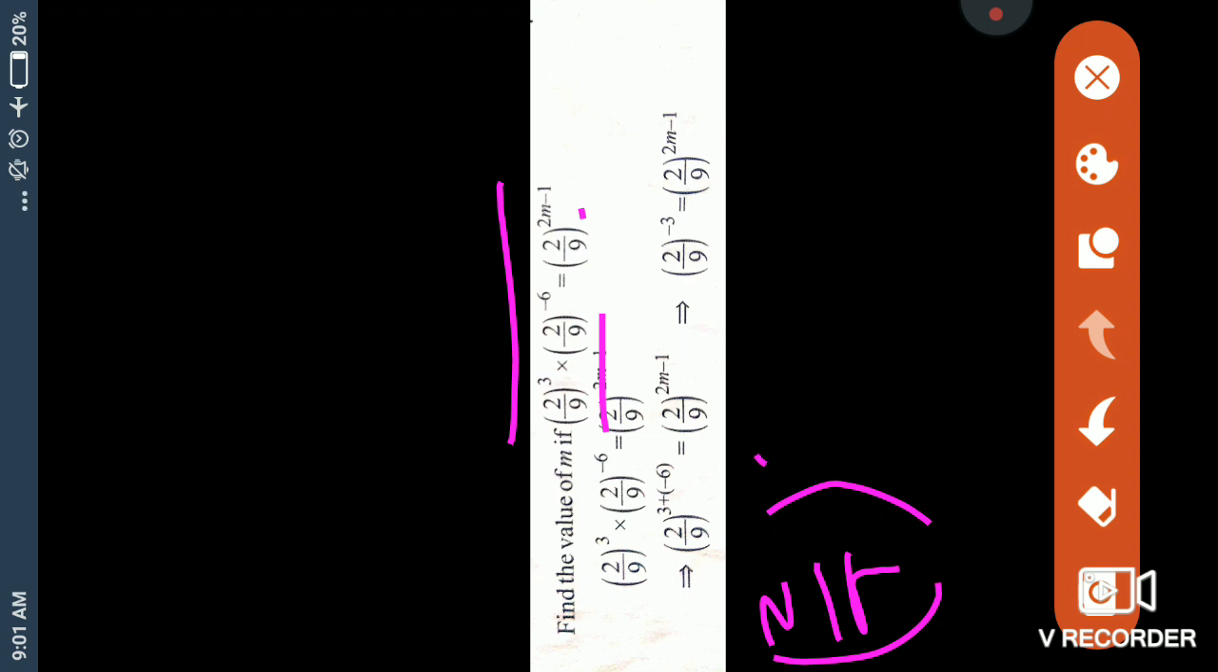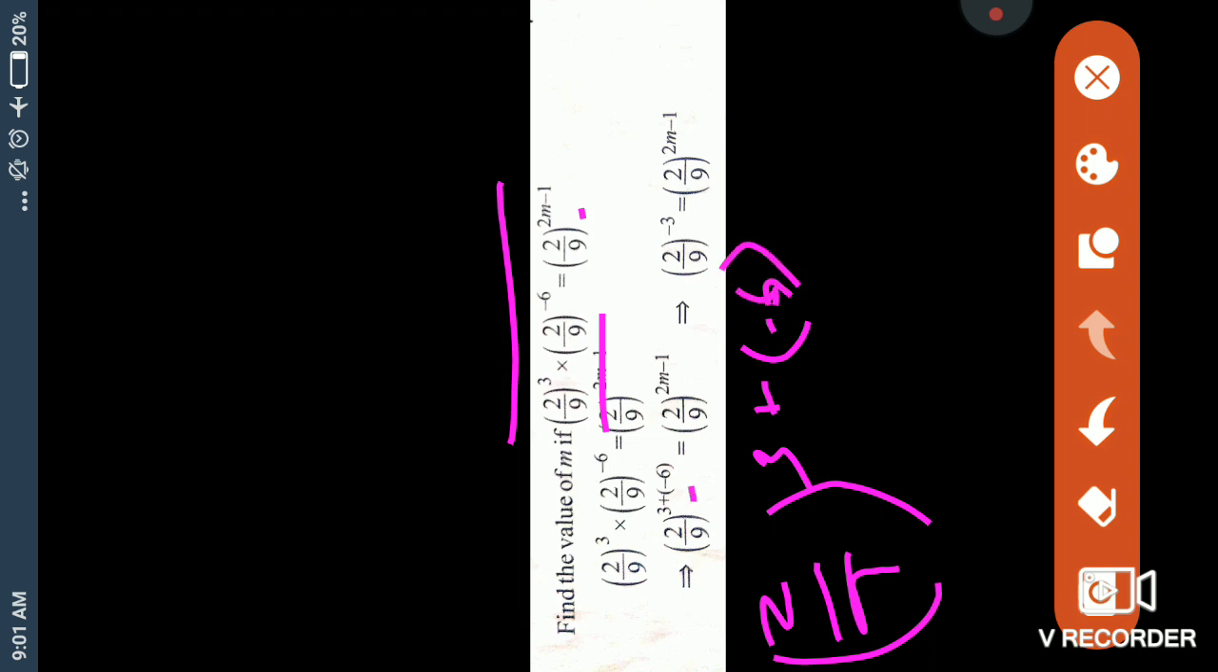In the next slide, find the value of m. If there are two sides to the equation, and one side is a power and the other side a number, we have to find the value of m. Their bases are equal, 2 upon 9 and 2 upon 9. I told you in the previous video, in multiplication, if the bases are the same, the powers will be added. So 2 upon 9 to the power 3 plus minus 6.